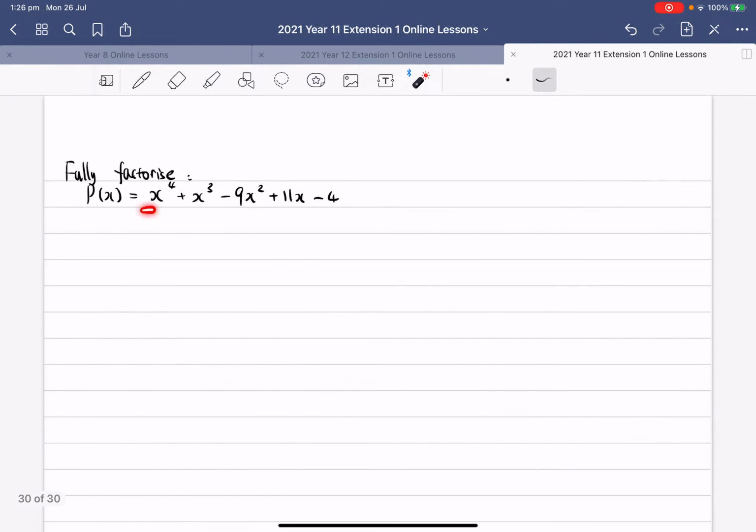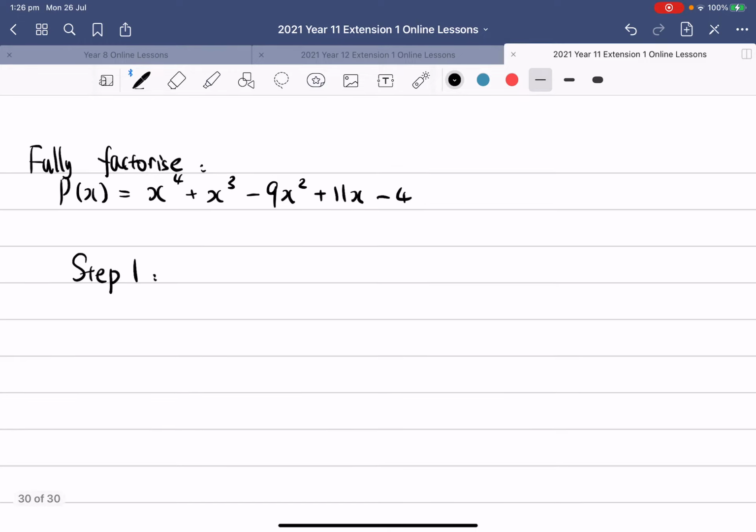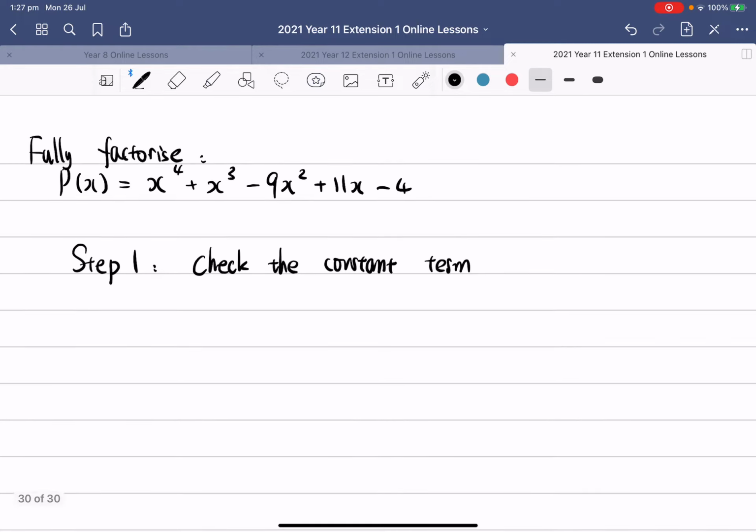Now if we pay attention to the coefficients in front of the terms here, they're all integers. So that means all the zeros, all the possible values for x that make the equation equal to 0, are going to be divisors of that -4. Therefore, the first step is we're going to check the constant term, find all the factors of that constant term -4, and list all the possible factors, including negative.